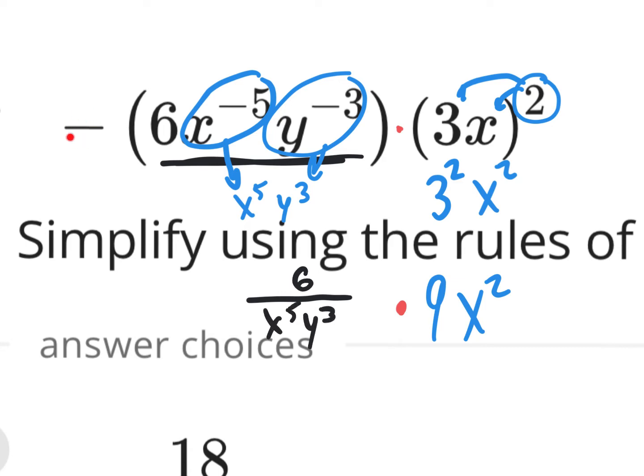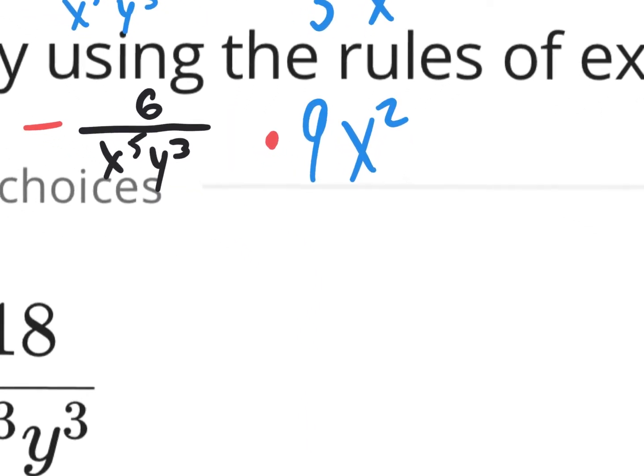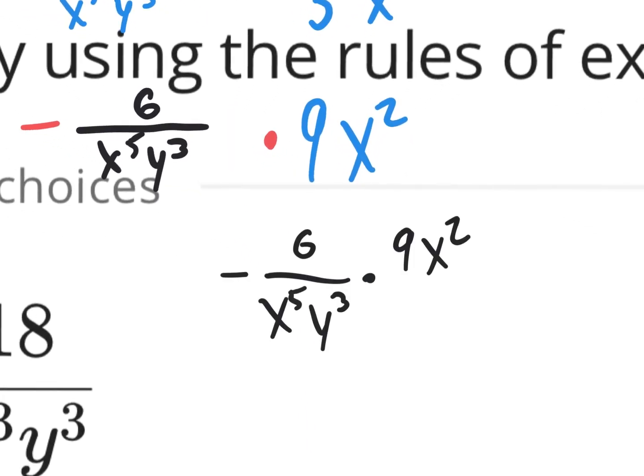And this is a negative fraction. Okay, so let me put that negative out there in the front. So what we really have is this fraction times this 9x squared. And I'm gonna write it better. So there it is. I just rewrote it. I could put this over 1 if I want. I don't have to. What would you guys like to do right now? What could we do right now?